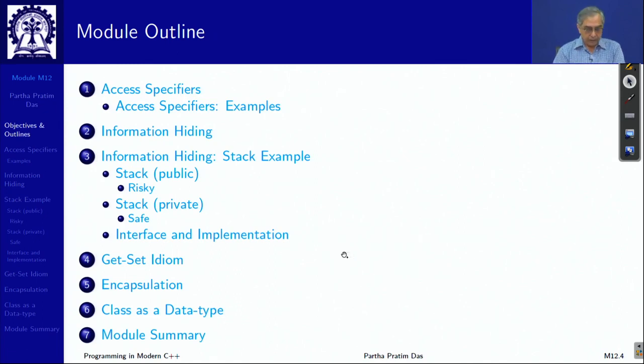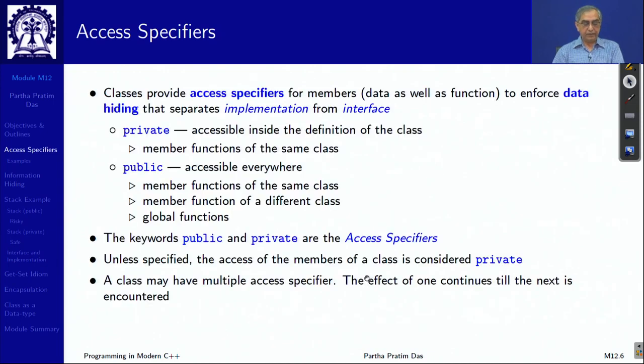This is the outline, you will get to see it on left always. So, access specifiers. We have two kinds of access specifiers, private and public. So far you have seen only the public access specifier. If you specify a data member or a member function with public, then you can access it from anywhere. You can access it from the member functions of the same class, you can access it from member functions of different classes, you can access it from any global function as well.